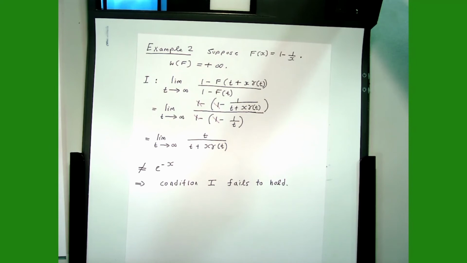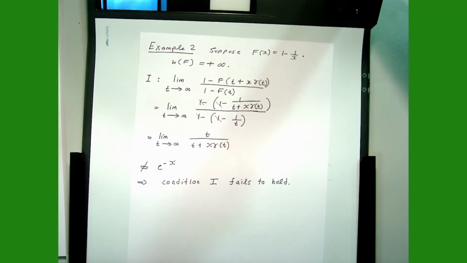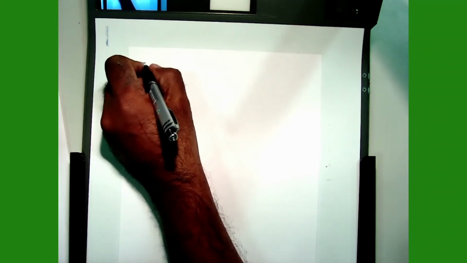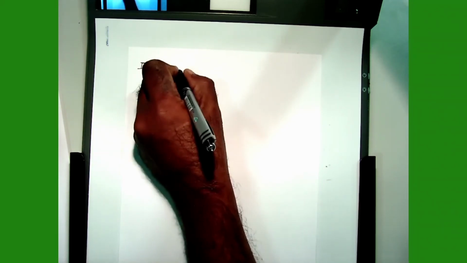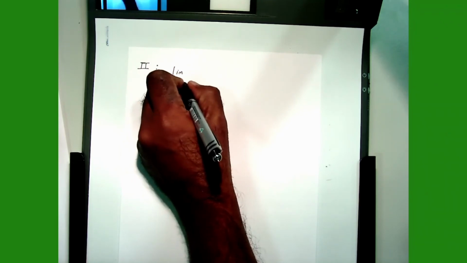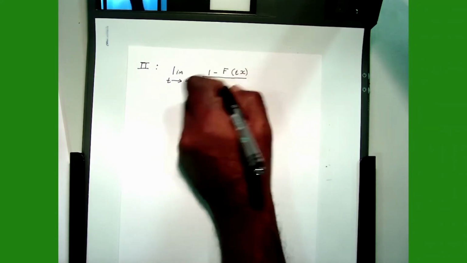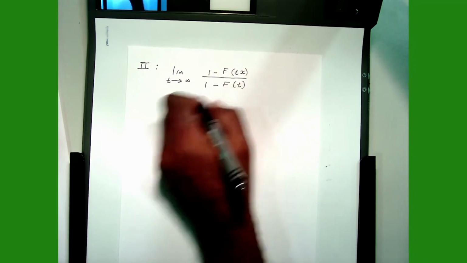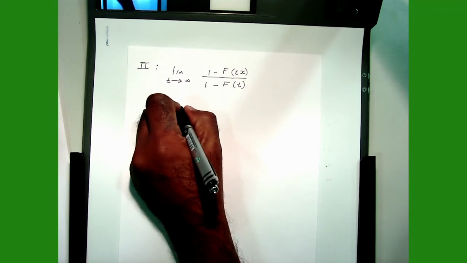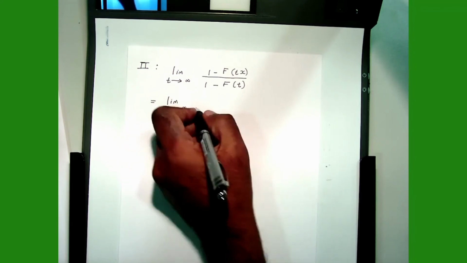Right? So that means we need to check condition 2. So let's see if condition 2 holds or not. Okay. So condition 2 says the following. You're looking at the limit as t approaches infinity of (1 minus F(tx)) divided by (1 minus F(t)). Right, so this is the limit as t approaches infinity of this.